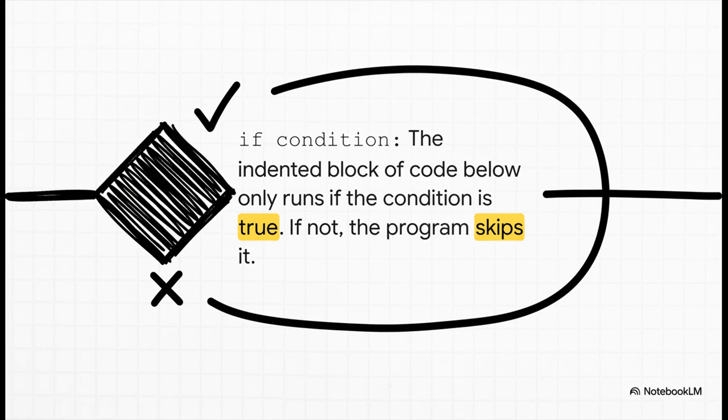So here's what it looks like. It's actually beautiful in its simplicity. You just start with the word if, and then you give it a condition. Now, condition is just a fancy way of saying a yes or no question. That's it. If the answer to that question is yes, or true, as we say in programming, then the computer runs the indented code right underneath it. But if the answer is no, it just skips that whole block and keeps on going.